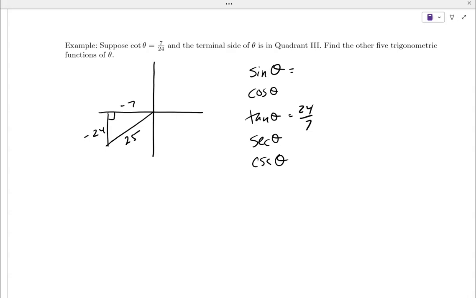So is negative 7 the adjacent side or the opposite side? Yeah, so it'll be negative 24 over 25, right? And then cosine will be the negative 7 over the 25. Now the other ones are reciprocals, but again, you can read them from the triangles as well. Secant's going to be 25 over negative 7, good, and cosecant 25 over negative 24. Good.